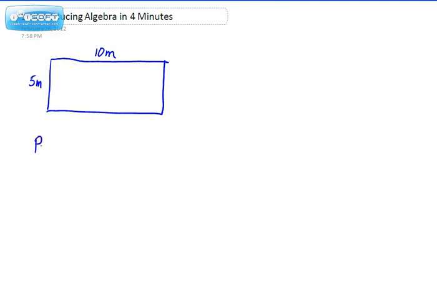Well, the distance around is the perimeter, and that would be equal to 5 meters, and then another 10. But now you're only halfway around. So to that you would add 5 meters and then 10. For a total of 30 meters around.